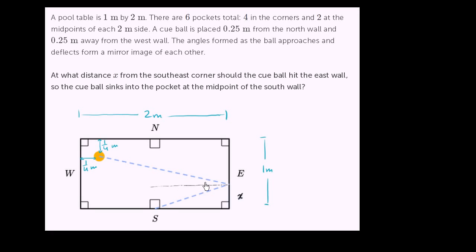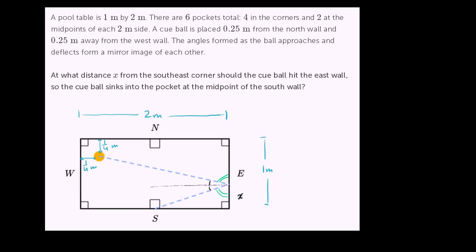A big clue is that the approach and the deflection are going to be mirror images of each other. So if they're mirror images, this angle is going to be congruent to that angle. If those two angles are congruent, then this angle, which is complementary to that black angle, must be equal to this angle. Each of these is going to be 90 degrees minus that black angle right over there. So this angle is congruent to that angle, and now we can construct two right triangles.